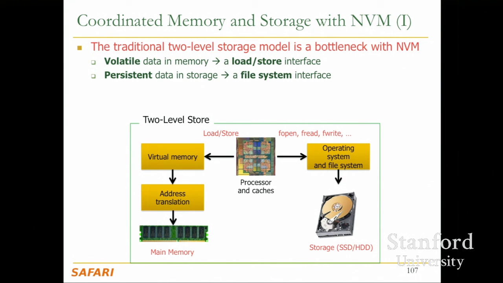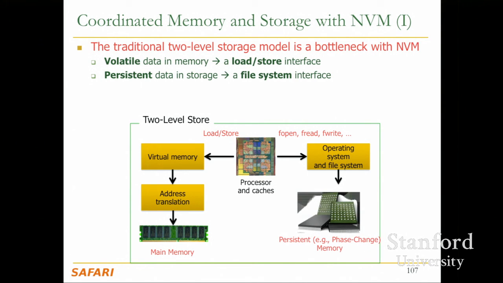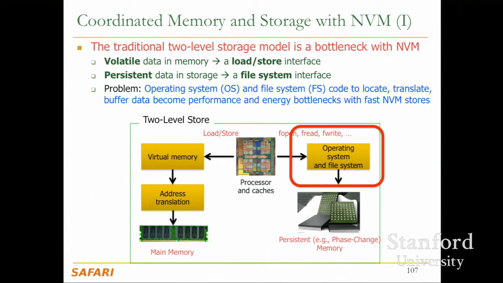Basically, we have the file system interface, and you have operating system and file system calls. And you manipulate the persistent data inside main memory, so you do a lot of copies back and forth and do the translation. This is maybe OK if your access time is milliseconds over here. But once you replace this with something like phase-change memory, which is very similar to DRAM, the interface over here becomes a huge bottleneck. And I'll show you some results related to that.